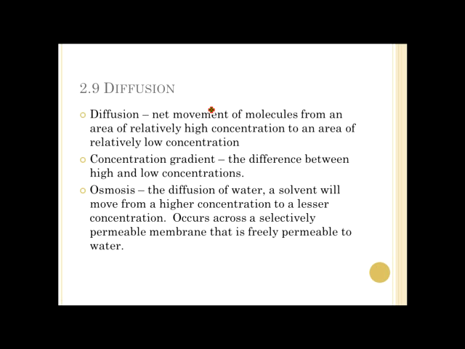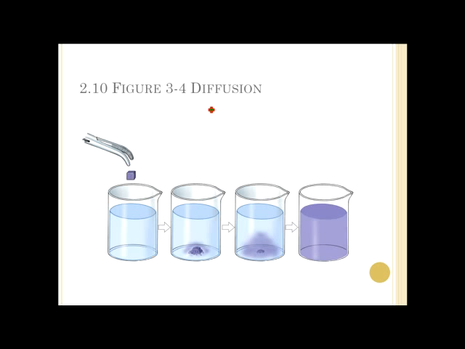Osmosis is pretty much the diffusion of water. It again will move from an area of higher concentration to an area of lower concentration, as long as the membrane is freely permeable to water. So this is diffusion, and diffusion does not require a semi-permeable membrane.